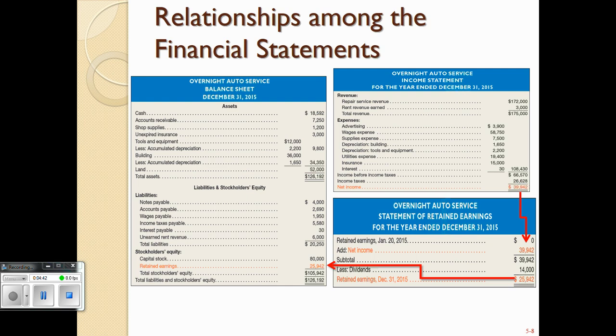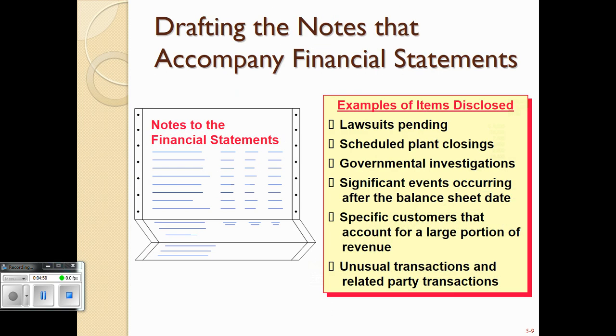This is the articulation between the three statements. It shows how they're related. And notice, just like I said, you need the income statement first, so you get that net income, which then goes into our statement of retained earnings, which then goes onto our balance sheet.